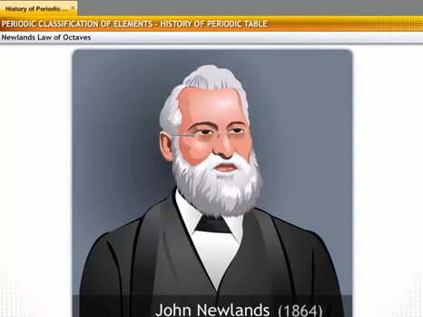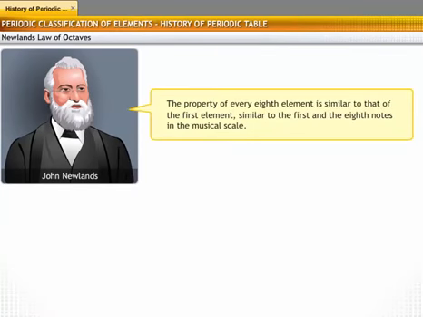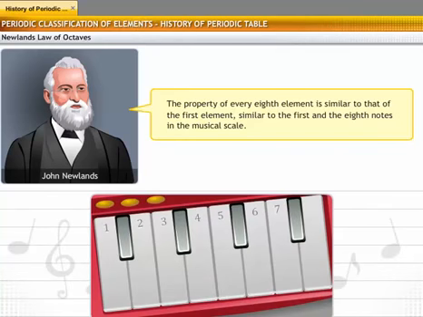The next attempt came in 1864 when an English chemist, John Newlands, stated his observations in the form of Newland's law of octaves. Newlands noted that when elements are arranged in increasing order of their atomic weights, the property of every 8th element is similar to that of the first element, similar to the first and the 8th notes in the musical scale. Consider the list of elements with their atomic weights in increasing order.